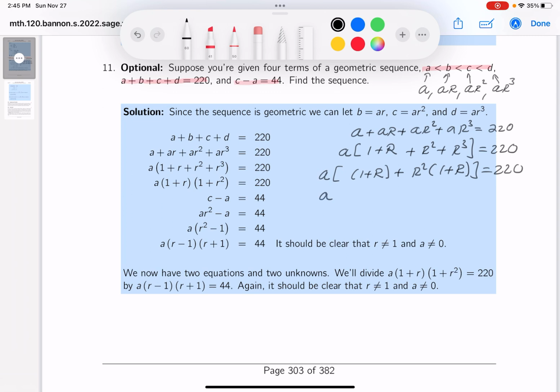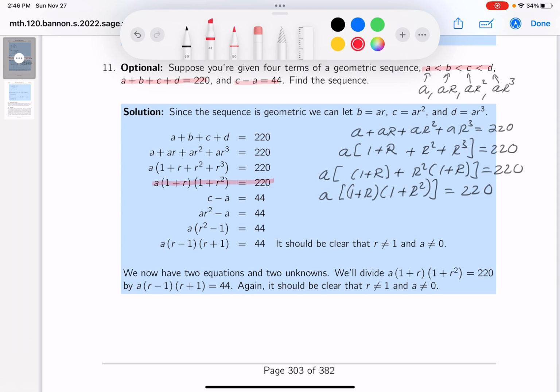You're going to get 1 plus R, plus R squared times (1 plus R). Well, what would you get there? You'd factor out the 1 plus R, and you would get 1 plus R squared. That equals 220. Let me show you this written. And this is an important first step, by the way. Again, A times (1 plus R) times (1 plus R squared) equals 220.